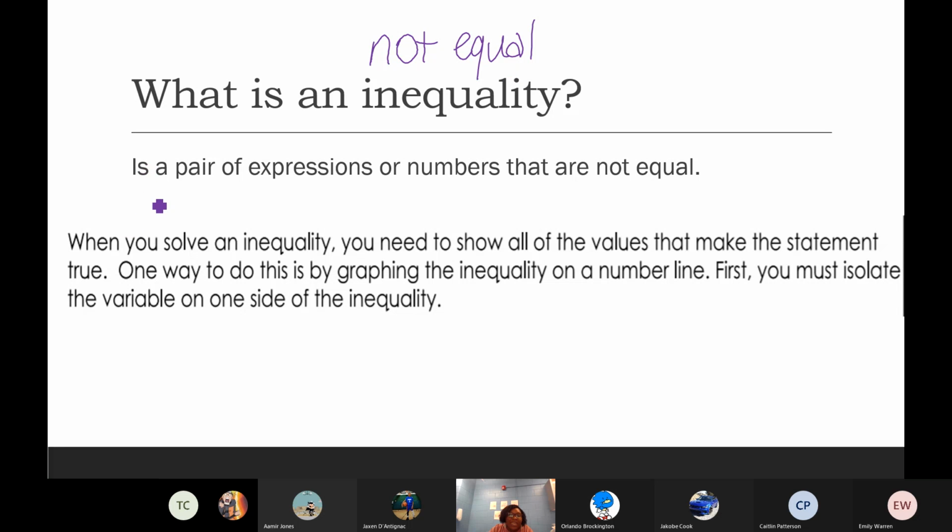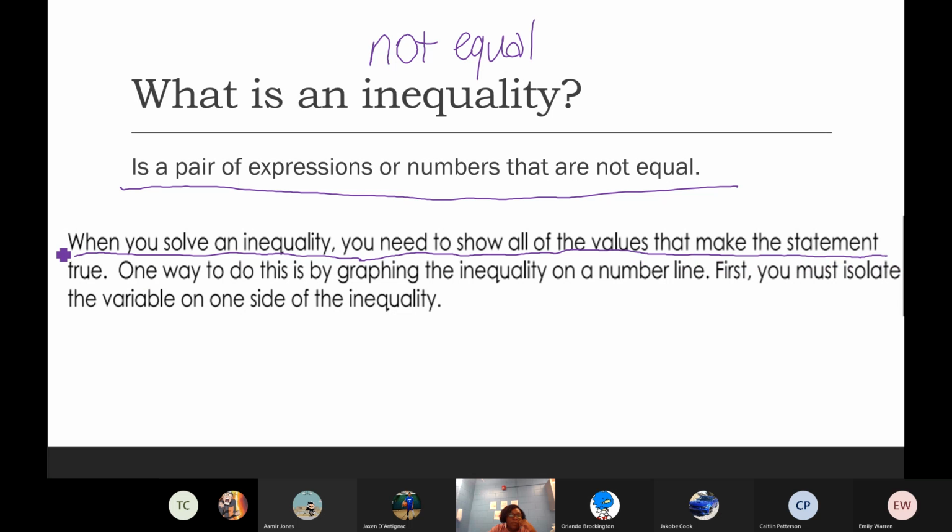So we want to make sure we understand an inequality is a pair of expressions or numbers that are not equal. You'll understand what I mean by that in a second. Okay, so I want you to make sure you write down, you don't have to write down this whole statement. I want you to write down this first sentence here. When you solve an inequality, you need to show all of the values that make the statement true. So it's just like Ms. Neville said, we've been working with equations where there's one correct answer.